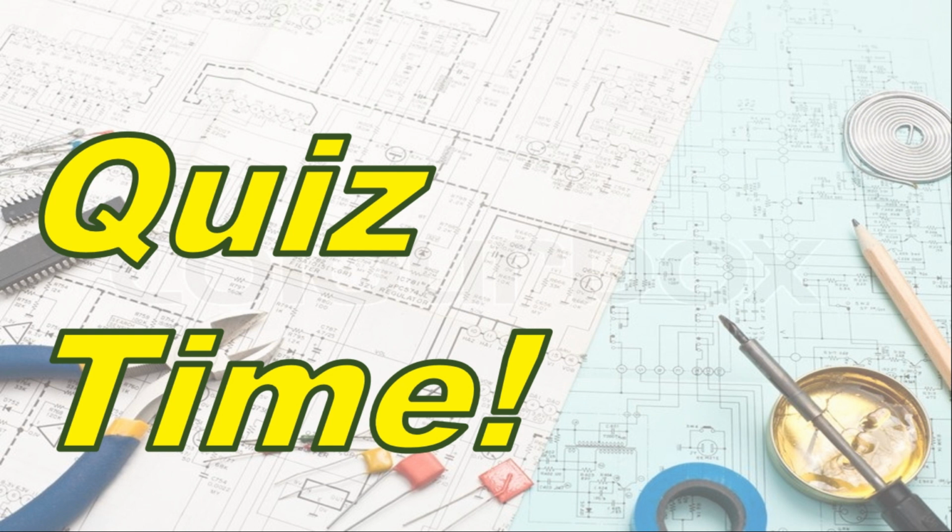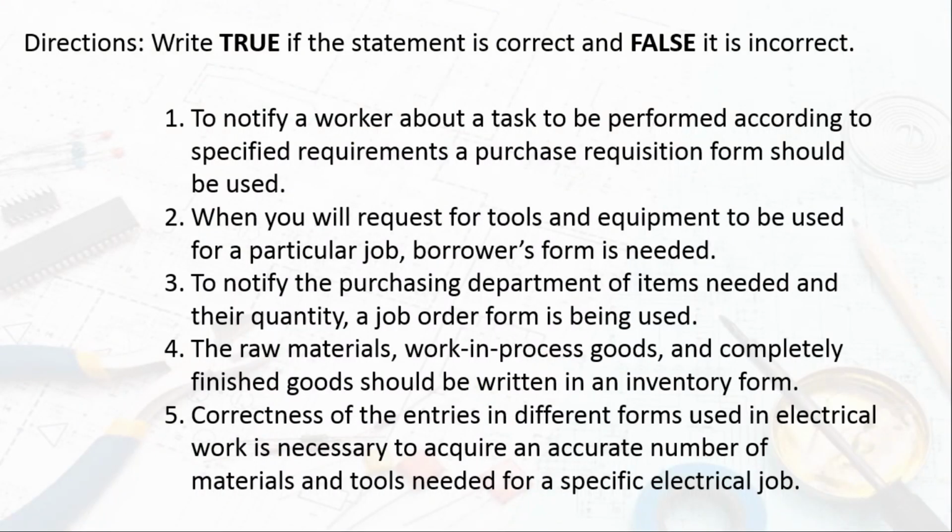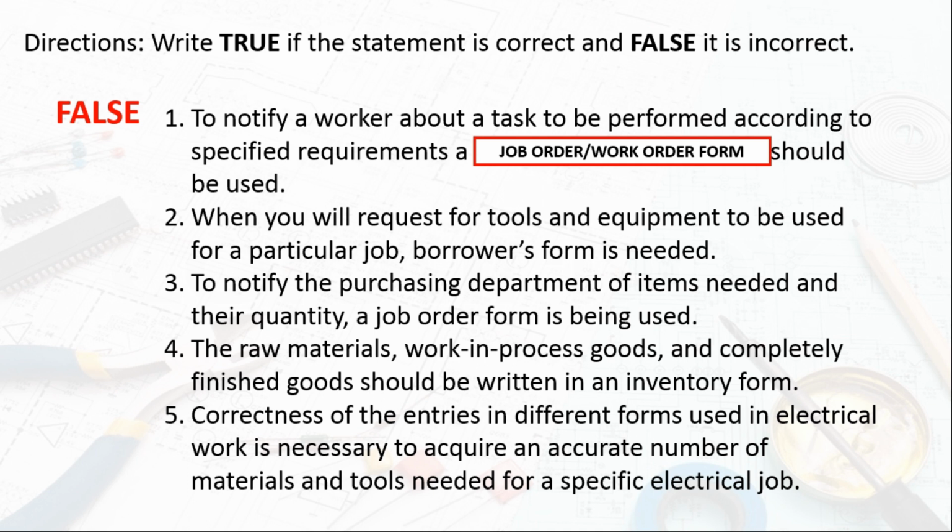Okay, so let's now have a short quiz before we end our lesson. So the direction is write true if the statement is correct and false if it is incorrect. Okay, number 1. To notify a worker about the task to be performed according to specified requirements, a purchase requisition should be used. It is false. Why? Because you need to notify a worker about the task to be performed by him or her. So, hindi mo naman kailangan gumamit ng form na kung saan bibili ka. Diba? Ang kailangan mong gamitin ay ang job order or work order form.